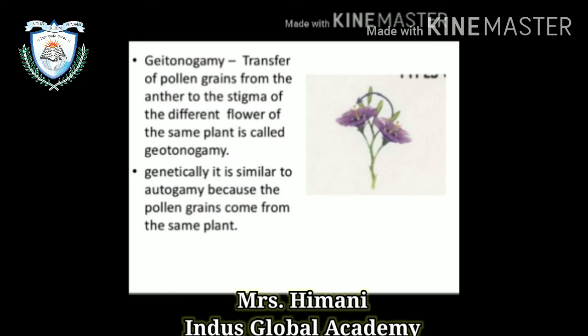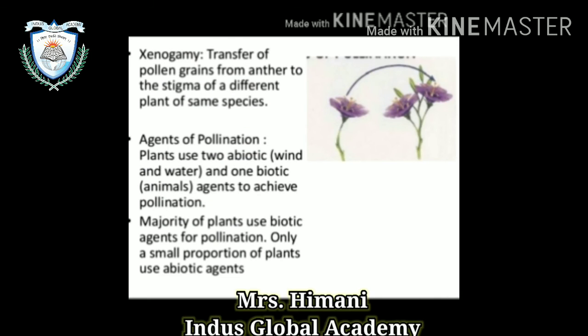Now, geitonogamy. Transfer of pollen grain from the anther to stigma of a different flower but the same plant is called geitonogamy. Genetically it is similar to autogamy. Why? Because the pollen grain comes from the same plant. The flower is different but the plant is the same. That's why these are genetically similar. Then xenogamy: the transfer of pollen grain from anther to stigma of different plants of the same species.